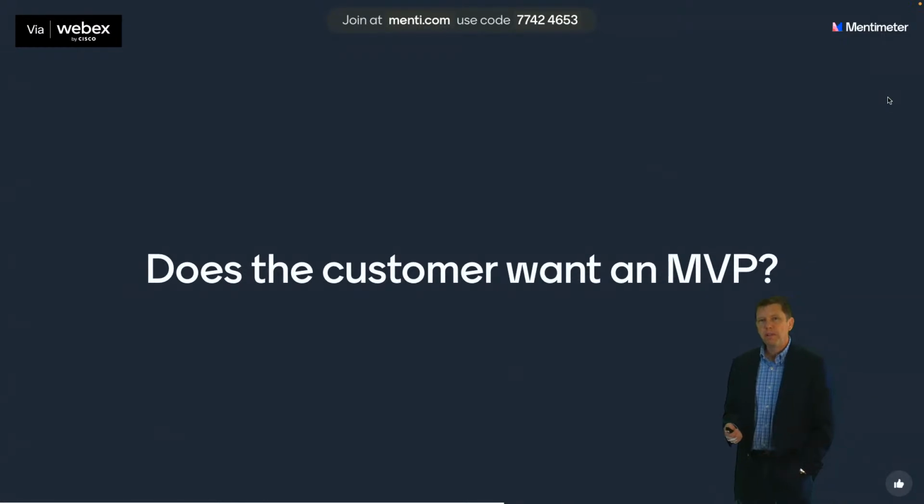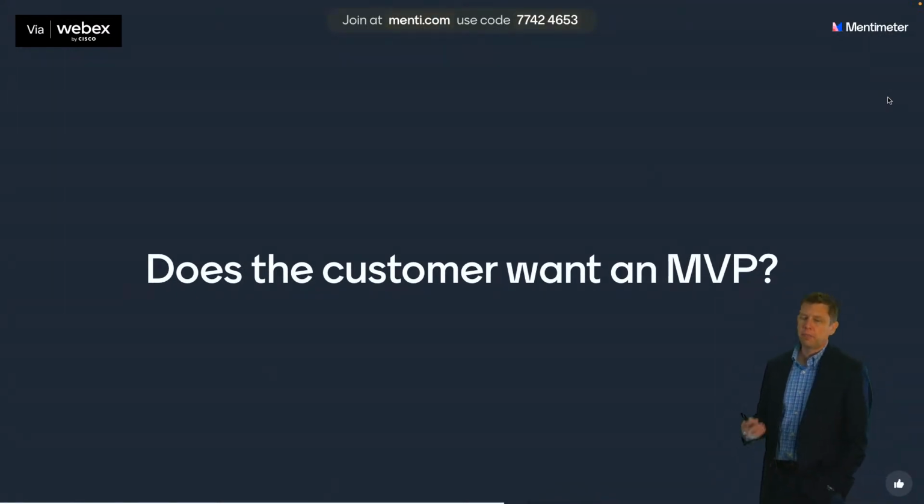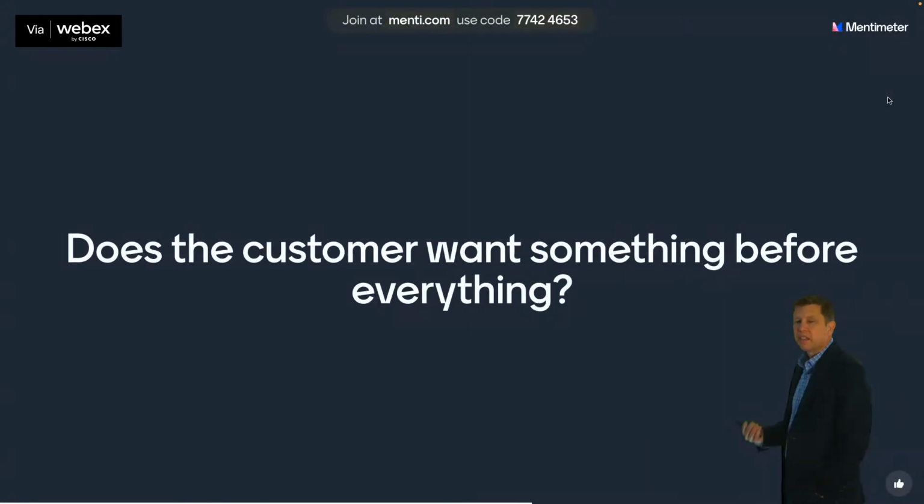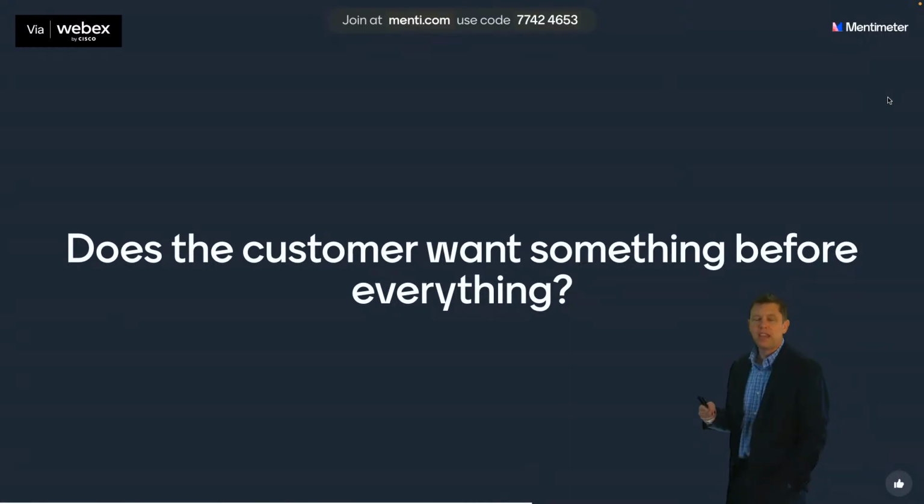So a question that will probably come up is, does the customer actually want an MVP? Do they actually want you to deliver something as a minimally viable product? And if you have the conversation and they understand what they're getting and the risks they're incurring if they don't, it's likely that they do. Another way to ask is, does the customer want something before they get everything? And usually, if you talk through the risk involved in delaying, most customers would like to be able to start using pieces of what you're building before they get every single thing that they want.